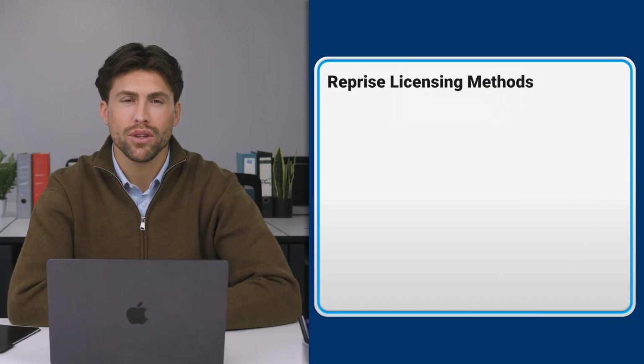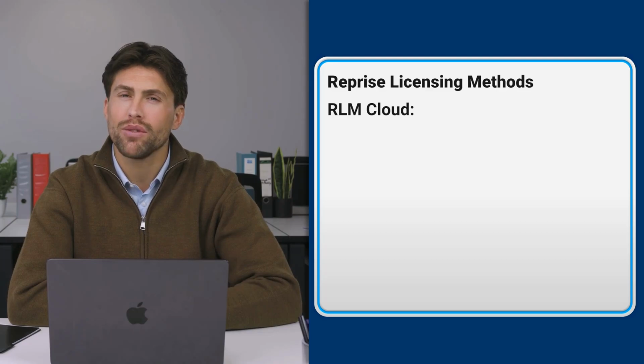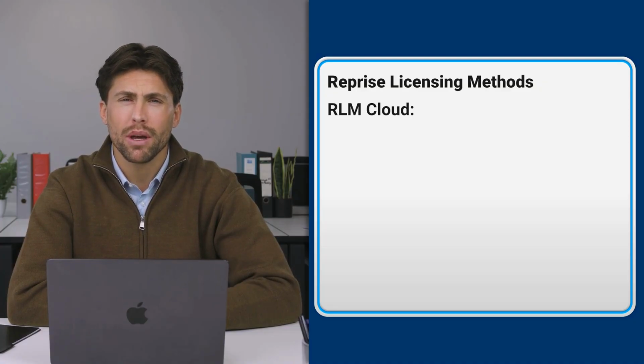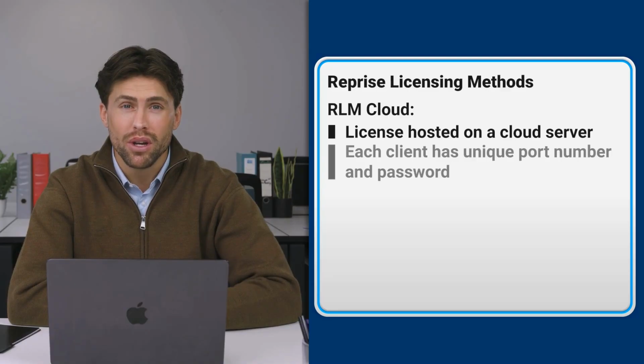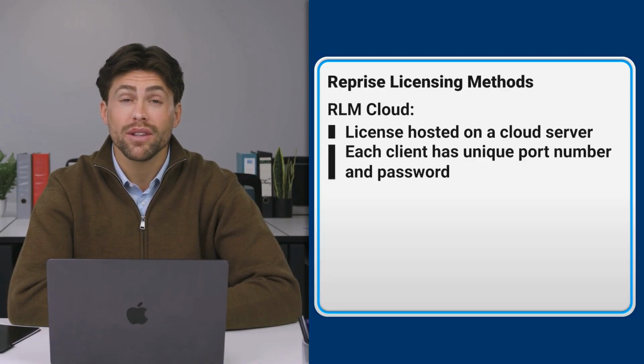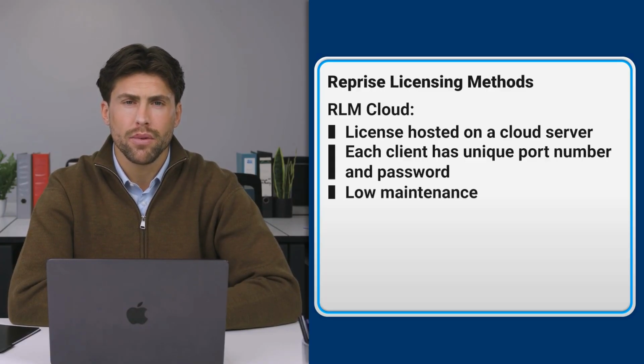The third method we will discuss is the new cloud-based licensing method called RLM Cloud. The RLM local server we talked about and RLM Cloud are similar in some ways. In the case of RLM local server, the customer maintains the license server. In the case of RLM Cloud, we essentially host the same license for you on a cloud server. Actually, Reprise hosts the license server for us, and we provide it to you. Each of our clients has a dedicated, sandboxed process on RLM Cloud with your own unique port number and password for your process. The result is easy maintenance for both of us.